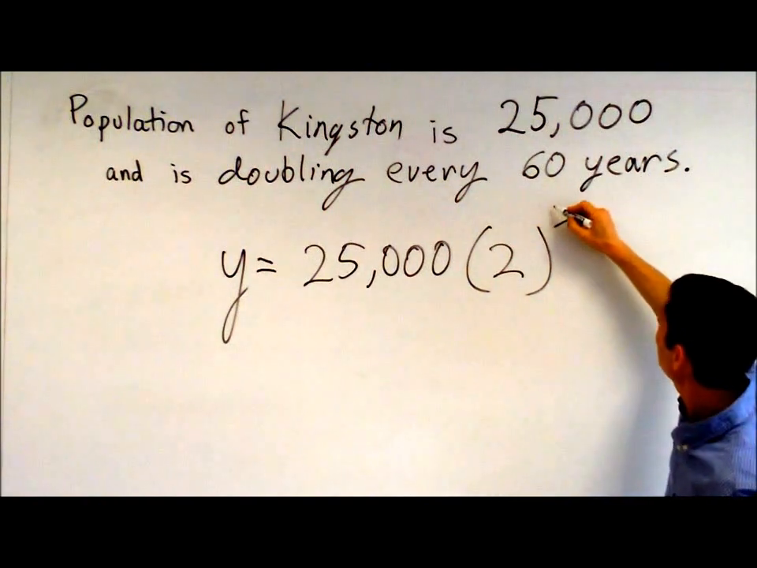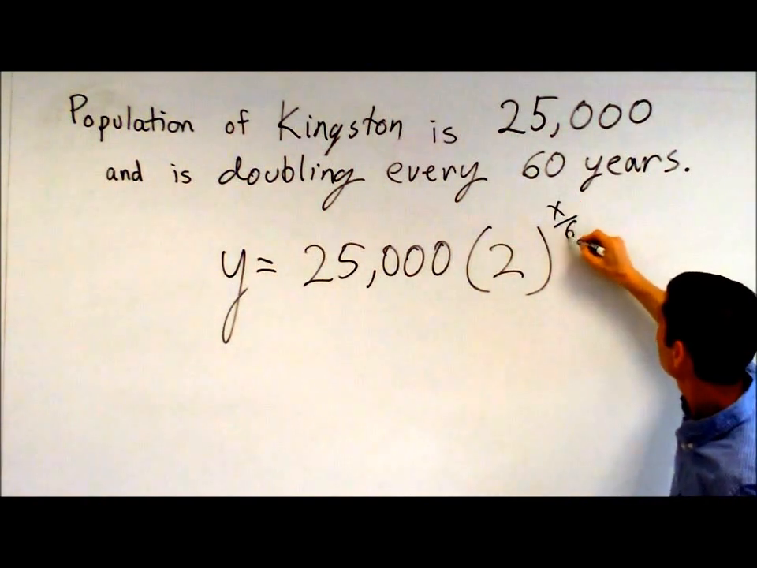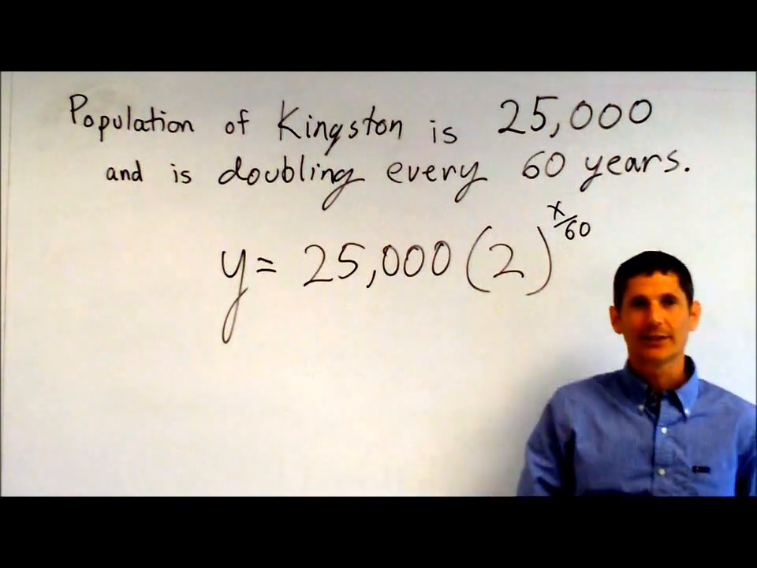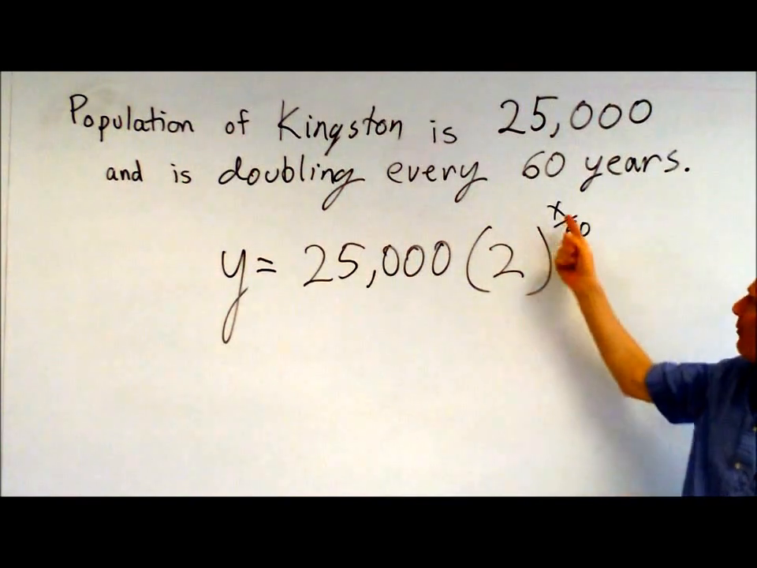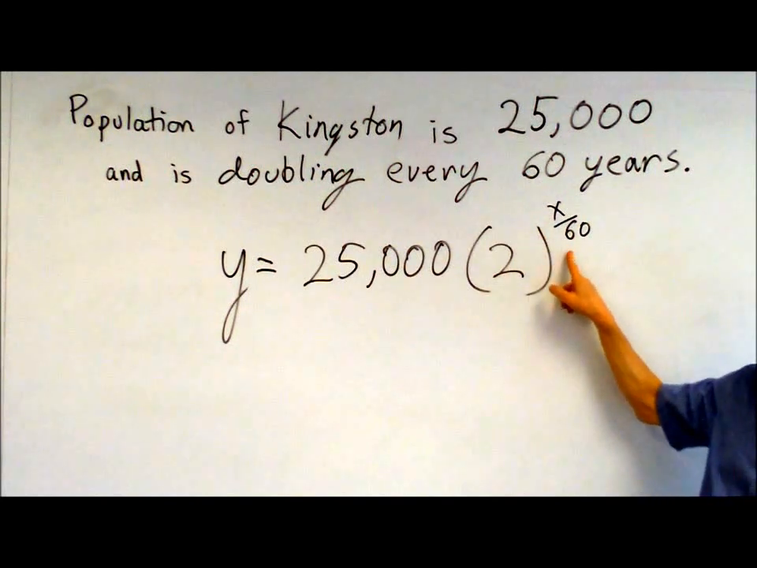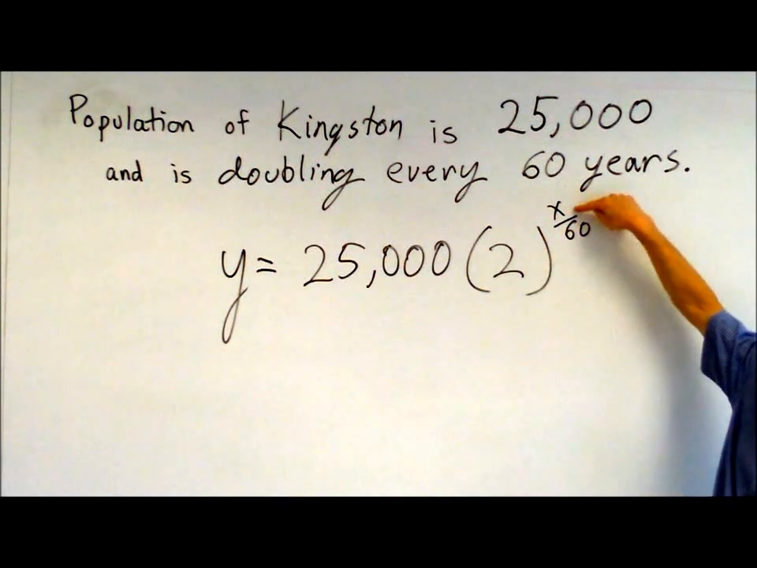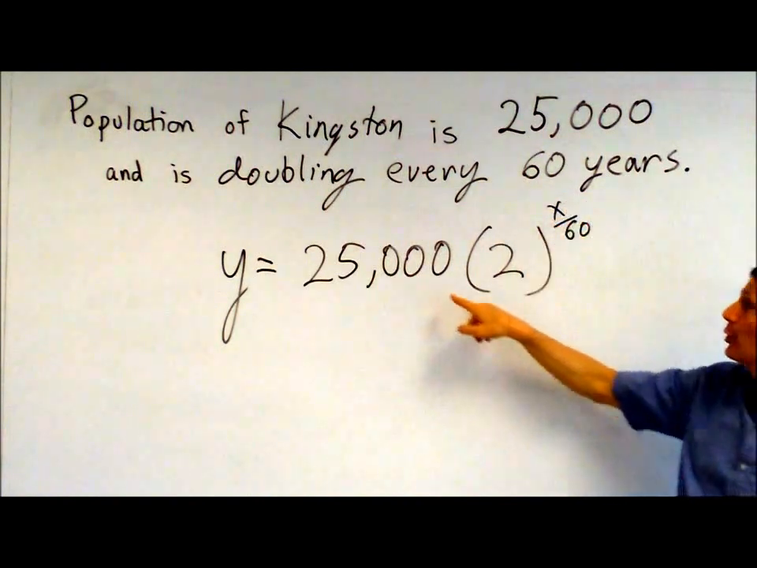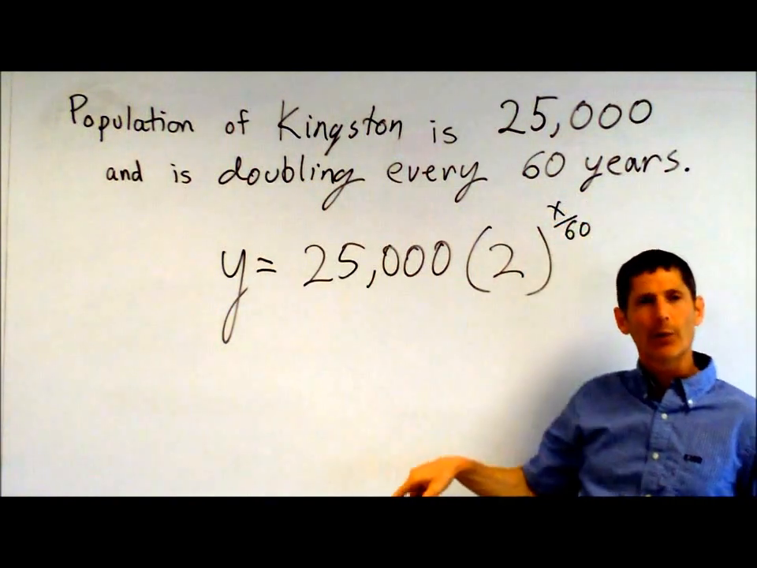So what if I made this x over 60? Is that going to work? So in other words, after 60 years, I should have twice as many people. If I put in 60 years for x, that makes the exponent 1. 2 to the first is 2 times 25,000. Oh, that works. It does so work.